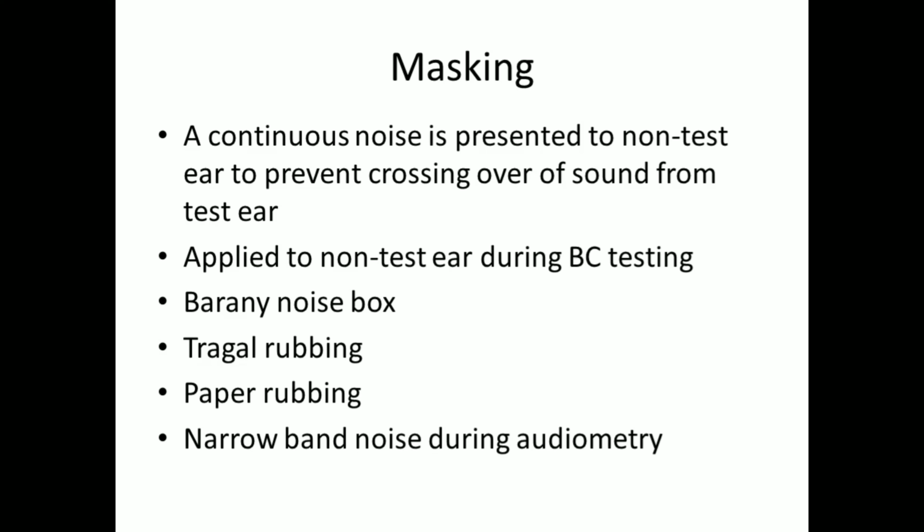How can masking be done? It can be done by a Barany noise box, which is an instrument which produces a continuous sound in the non-test ear to keep it busy. It can be done by tragal rubbing. It can be done by paper rubbing. And during audiometry, there are settings in the machine whereby a narrow band noise is presented to the non-test ear so that it does not interfere with the testing of the opposite ear.